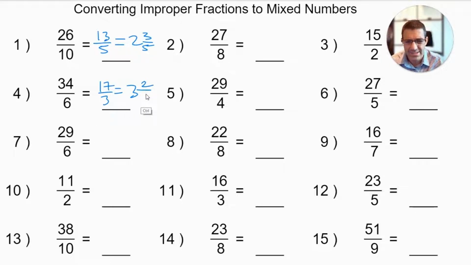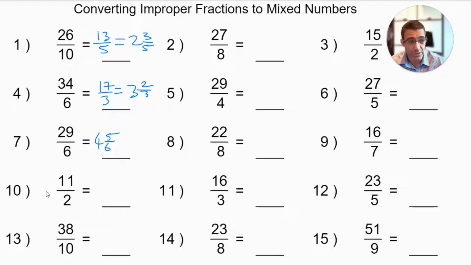29 over 6. I realize that 29 and 6 have no common factors, so this time I'm going to go ahead and simplify it immediately. 29 divided by 6, I can say 6 times 4 is 24. So I have 4, which is 24 divided by 6. But then I'm left with 5, so 5 over 6. So it's 4 and 5 sixths.